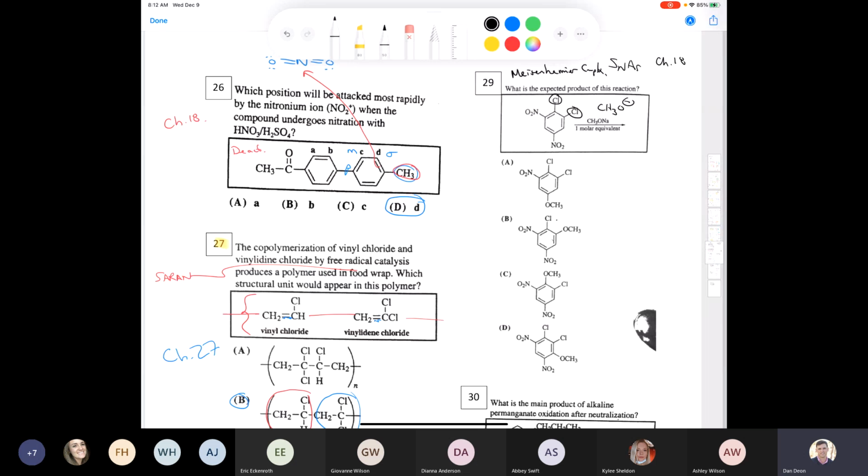We've got 2 chlorines. Chloride is the conjugate base of HCl, so that's a good leaving group. And you've also got to have a strong electron withdrawing group. And what are the requirements? It has to be either ortho or para to the leaving group.